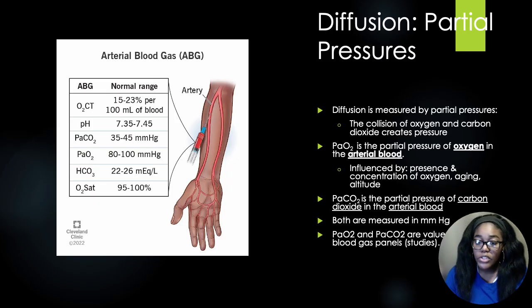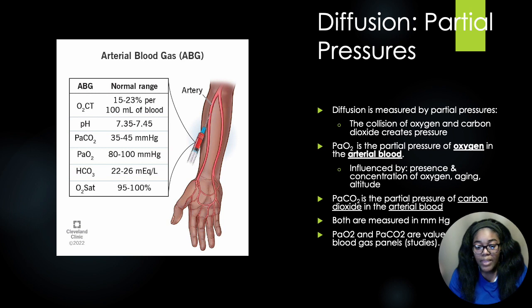So next we'll talk about diffusion as it relates to the partial pressures. When we talk about diffusion, we are talking about the process of oxygen and carbon dioxide being exchanged at the alveolar capillary level. There is a colliding of the oxygen and carbon dioxide particles that creates a force that eventually creates this pressure. So when we look at these pressures, it tells us how much of each is within the blood and how the body is processing the diffusion of both CO2 and oxygen.